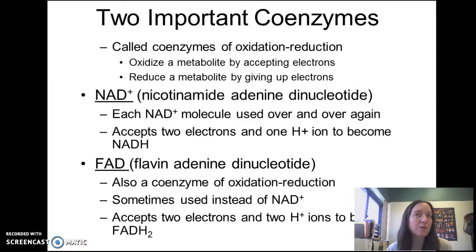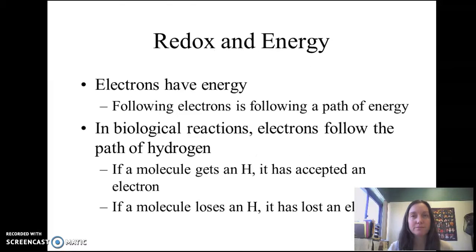FAD is just a little bit different in that it can accept 2 electrons and 2 hydrogens to become FADH2. So FADH2 is its reduced form. And we'll see these work throughout the process of cell respiration. Keep in mind that electrons have energy, and following the electrons through the path of cellular respiration is following a path of energy.